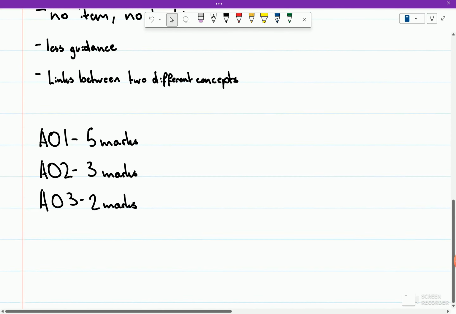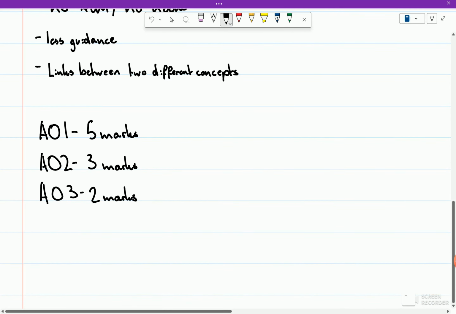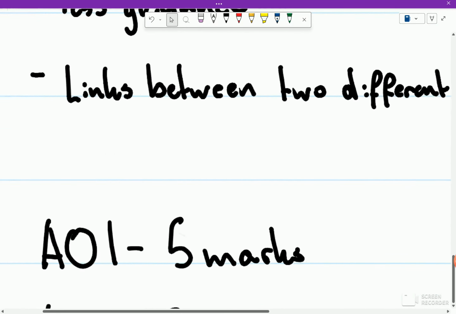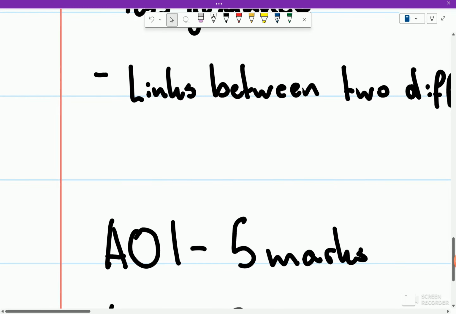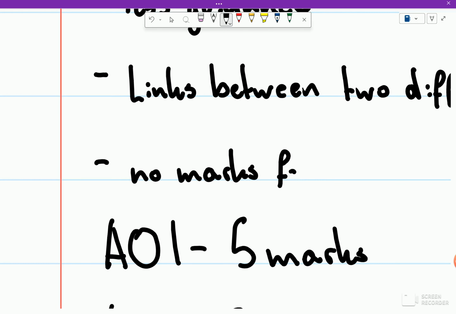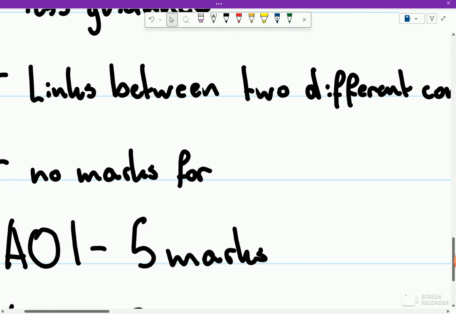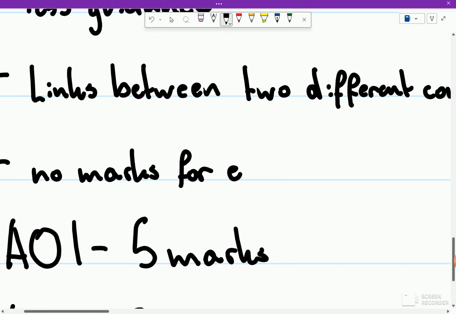However, and this is super important, I'm going to put this here. There are no marks for... Oh, don't know what happened there.